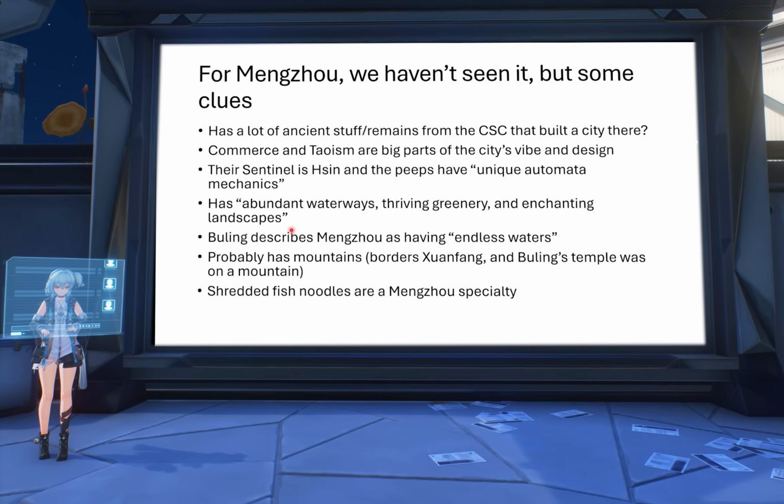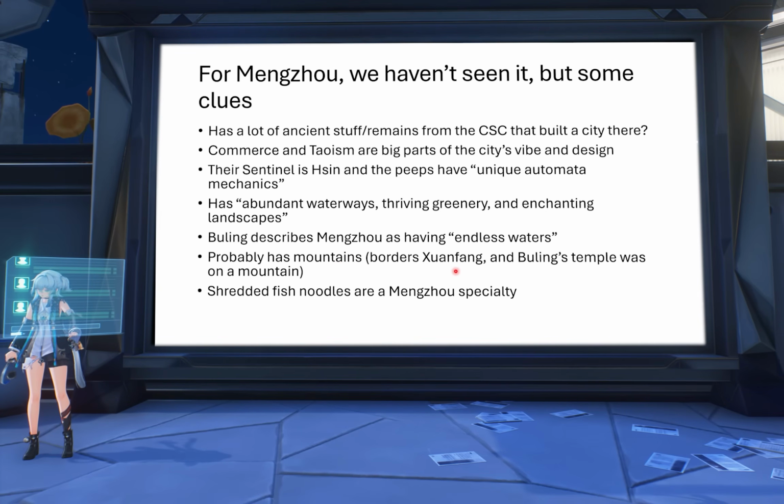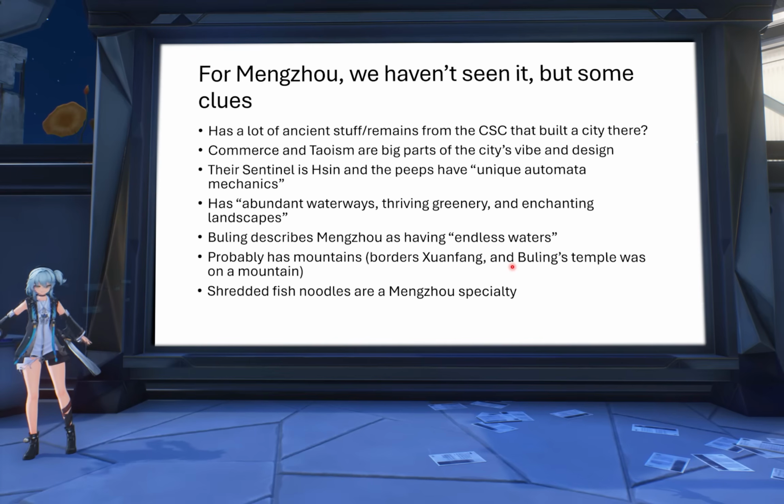Wuling, whose story a lot of this information about Mengzhou comes from, describes Mengzhou as having endless water. So waterways, endless waters, and it most likely has mountains because it borders Xuanfang, and we know that Wuling's temple in Mengzhou was on a mountain.